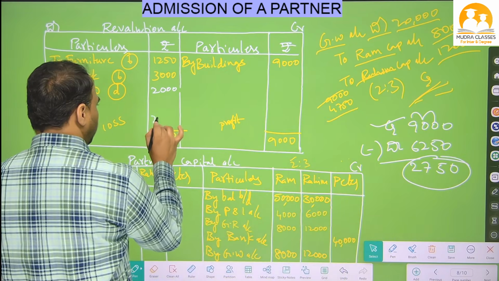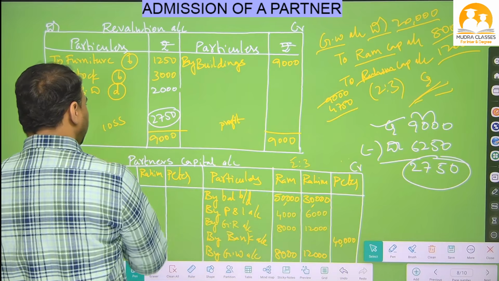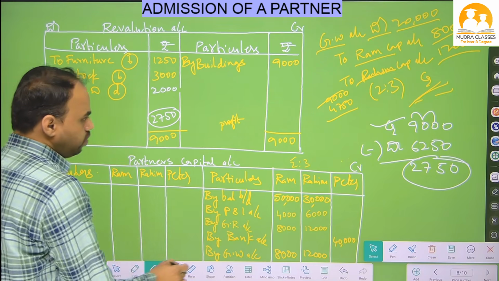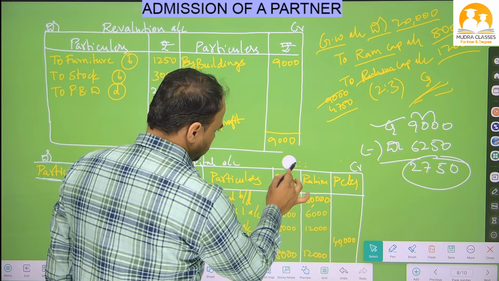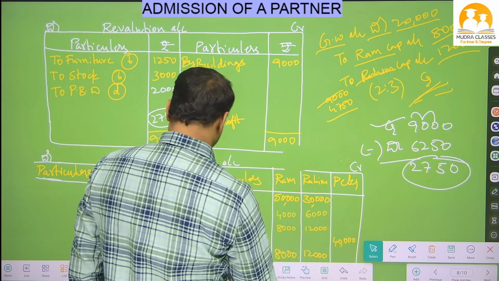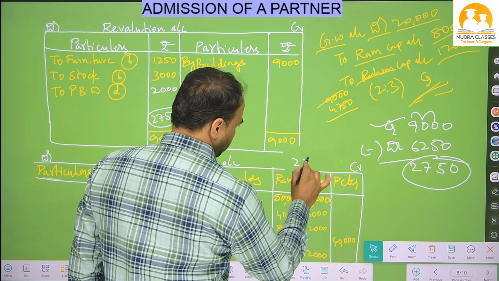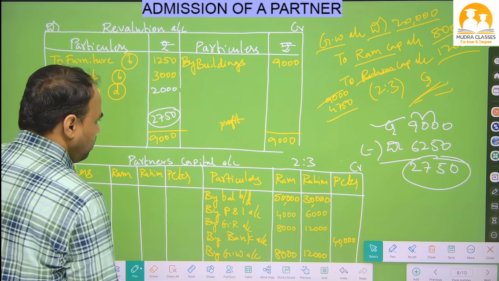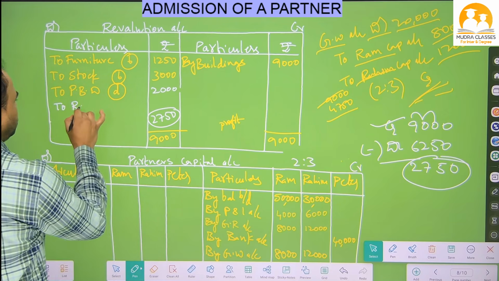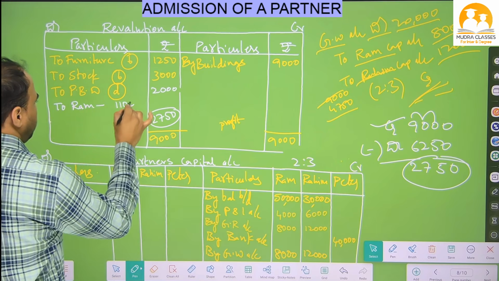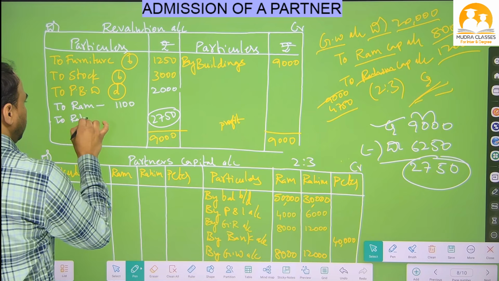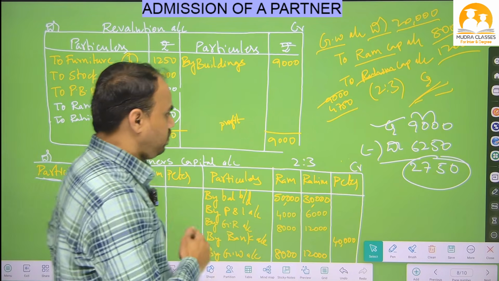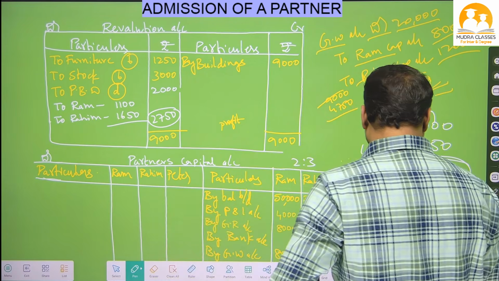So 2,750 on the debit side. This is the profit. This profit we have to distribute to 2 partners, Ram and Rahim, in the 2:3 ratio. We have to distribute this 2,750. Then Ram is getting 1,100 and Rahim is getting 1,650. How you got this one, sir? Let's do it. Okay, we will take one new page so that there we will do.